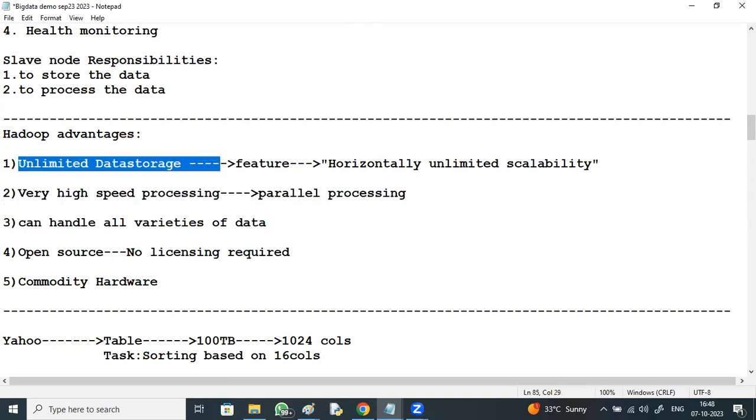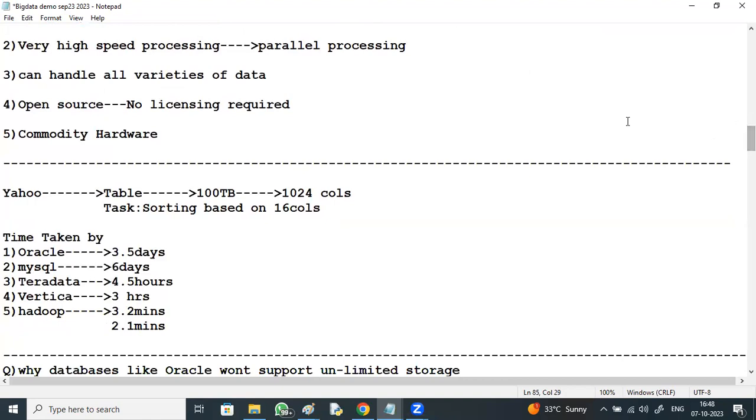We have got some example. Yahoo has taken a table of 100 TB consisting of 1024 columns. The task: sorting based on 16 columns. What is the time taken by the different databases?